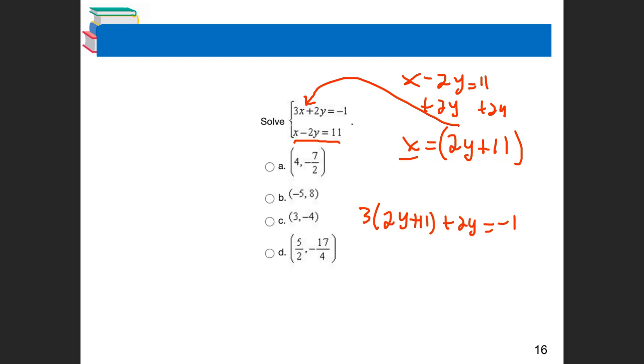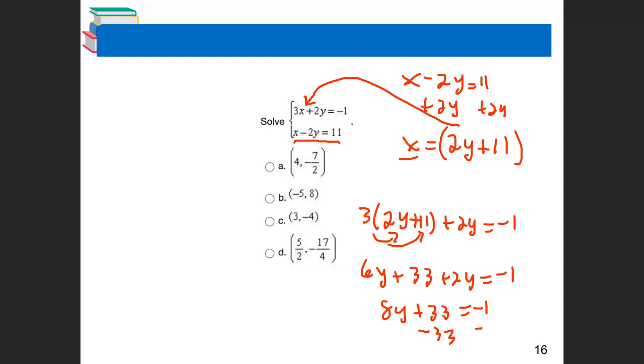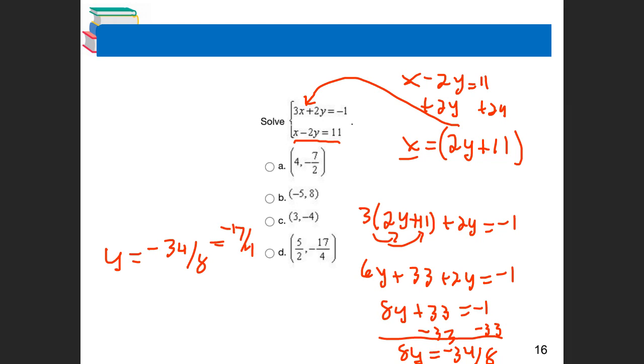So all I did, once you do the substitution, the rest of it just turns out to be algebra. So I did the substitution. Now the rest of it is just algebra. I'm going to multiply through by 3 here. So that gives me 6y plus 33 plus 2y is equal to negative 1. 6y and 2y gives me 8y plus 33 is equal to negative 1. I'm going to subtract 33 from both sides. So 8y is equal to negative 34. I'm going to divide through by 8. That gives me y is equal to negative 34 over 8, which I'm going to reduce. So if I take a 2 out of the top, does that give me 17 fourths?